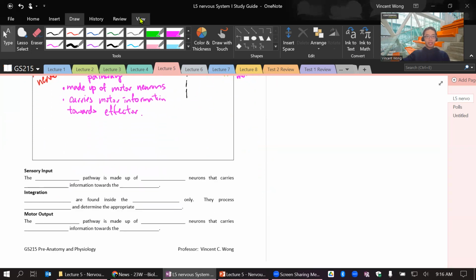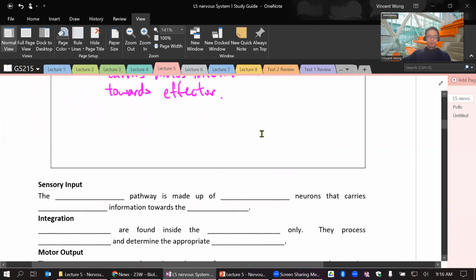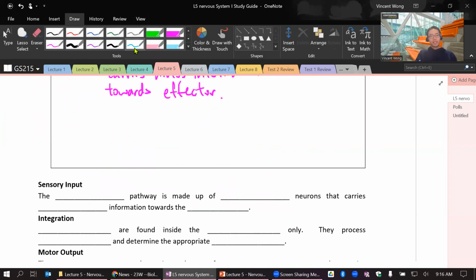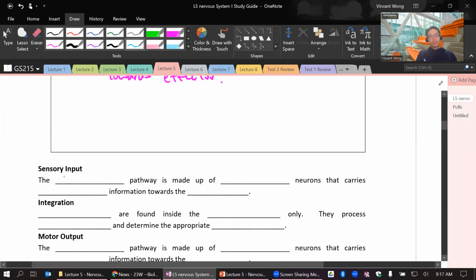Okay, let's just summarize it here with all these fill in the blanks. It's basically what I wrote up there already, but it's always nice to write it out again. So which path is this? The sensory input. Is it the afferent path or efferent path? You should think about that. And hopefully you are thinking about afferent. So the afferent pathway is made up of sensory neurons. You can see it's plural here, that carry sensory information towards the central nervous system.